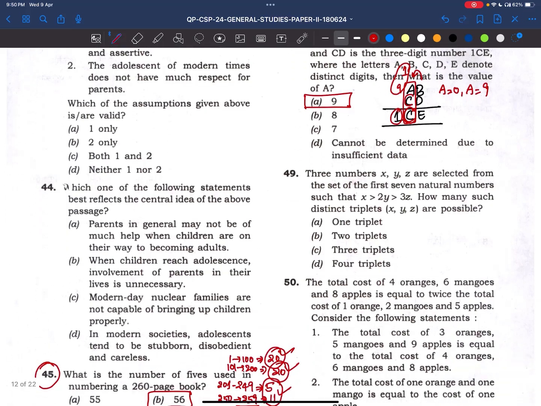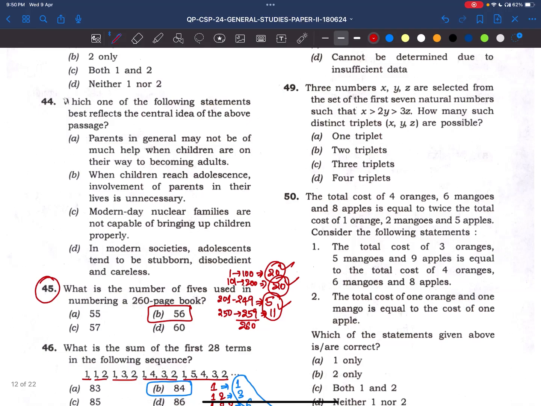Right? Now, let's go to the bottom of the question. 3 numbers X, Y, Z are selected from the set of first 10 natural numbers. That means from 1 to 7, right? Okay. Such that X greater than 2Y greater than 3Z. How many such distinct triplets are possible?